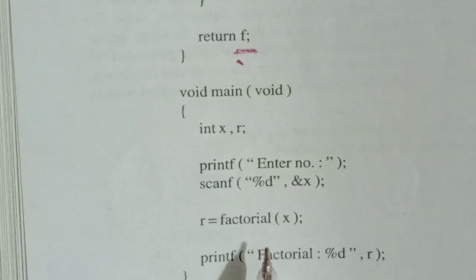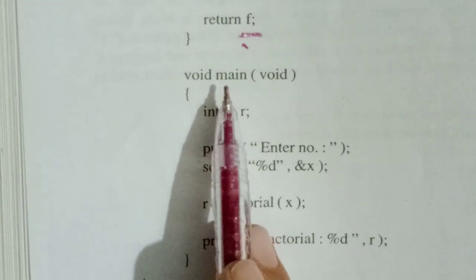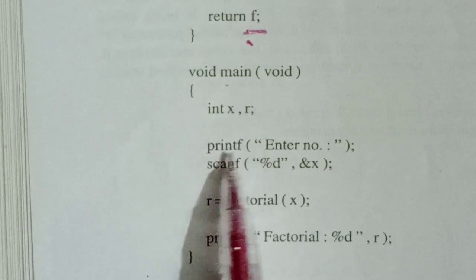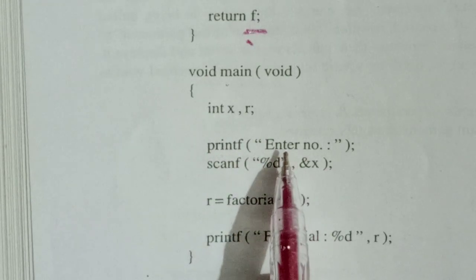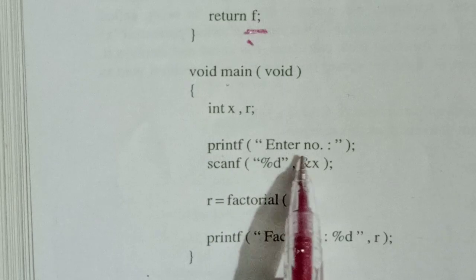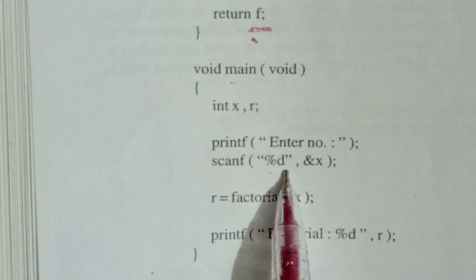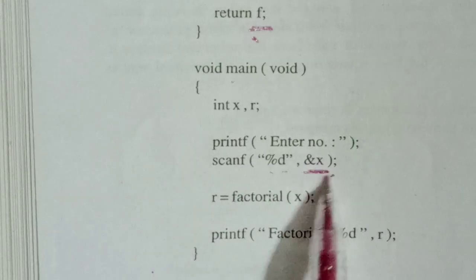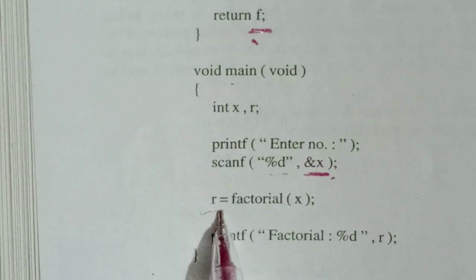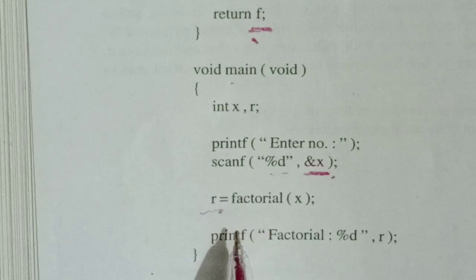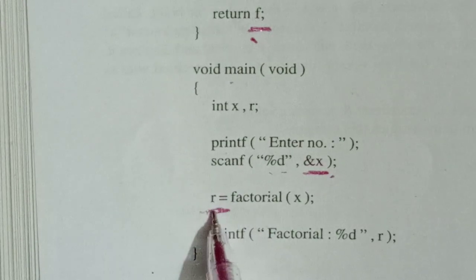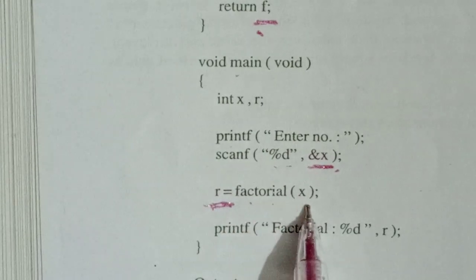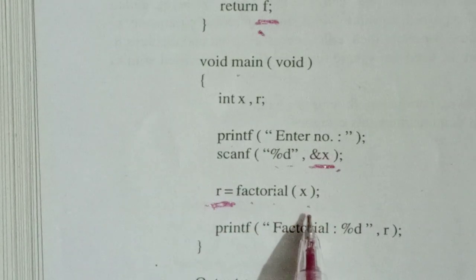Now next, here we are writing void main, int x, r. Now here we are printing the message to enter the number. Now %d comma address of x. So this is the syntax for accepting a number. Next, as the function is returning a value of type integer, we will be accepting it in some variable: r equals factorial of x. We are passing x as an argument to the function.